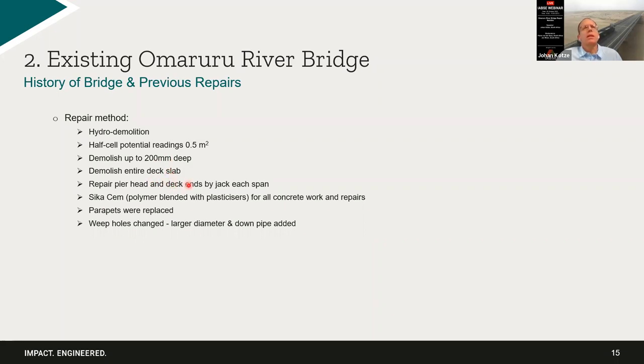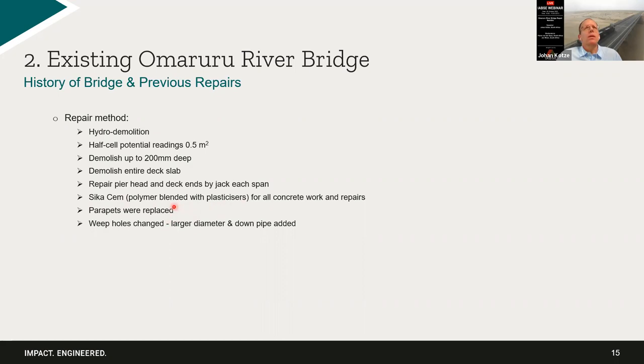At the pier head and the deck ends, where it was difficult to get access, they jacked up each span so that it was higher than the adjacent spans. Then they repaired that portion of the pier head and the end of the deck beam, basically. All repairs were done using a polymer blend concrete. They said it was a Sika Chem product with polymer blending and plasticizers in it.